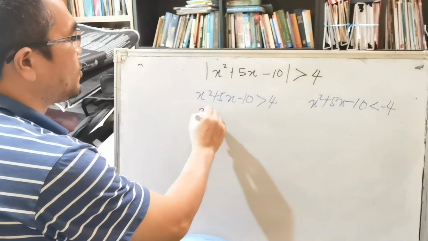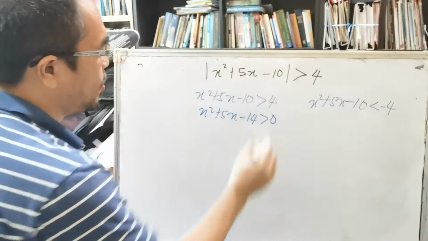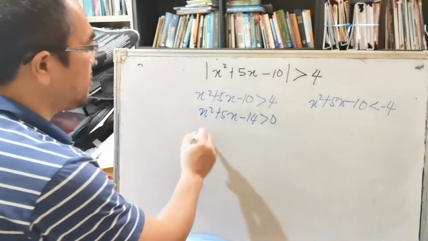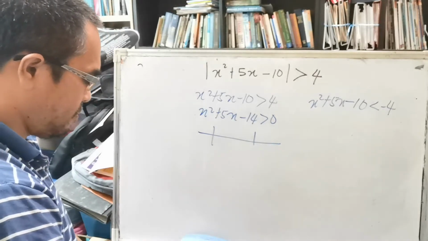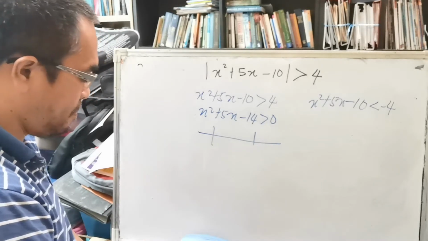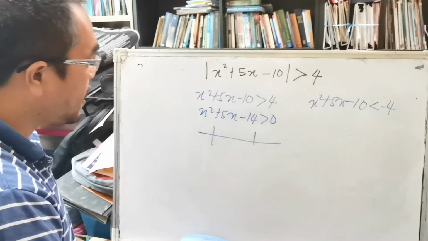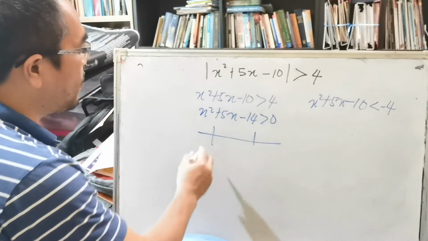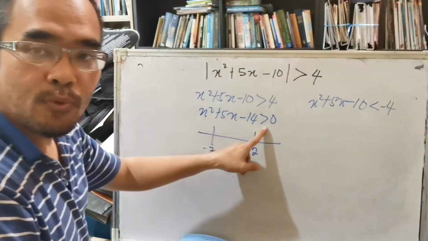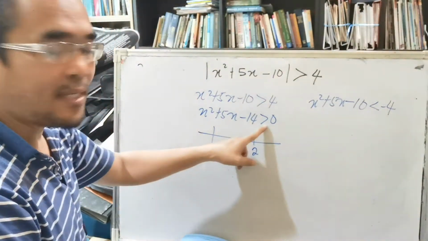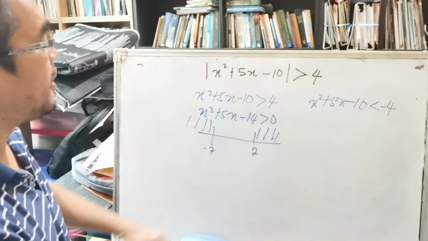So here will be x² + 5x − 14 > 0, and you find the root using a calculator. A will be 1, B will be 5, and C will be −14. So one of the values is 2, the other one is −7. If you remember, if this is larger, the value is always outside the border.